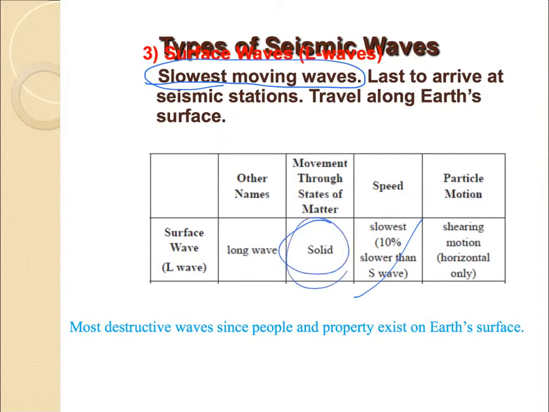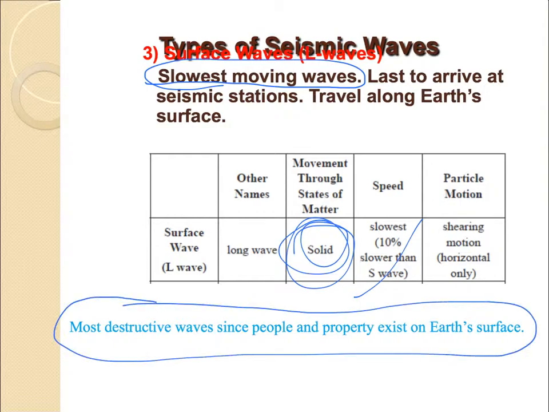Essentially, they only go through solids because they go through the surface of our Earth. The biggest thing is that they're last to arrive at a seismograph station, and often too what shows up as multiple choice is that they're the most destructive. And think about it, surface waves travel on the surface, and that's where people and property exist. So most damage to humans is actually caused by the surface waves.